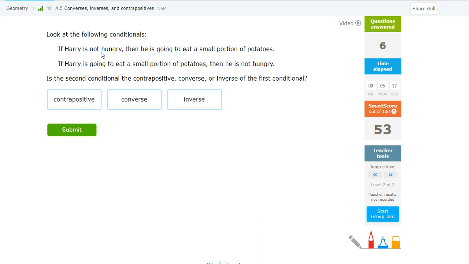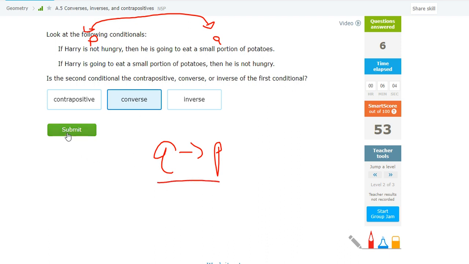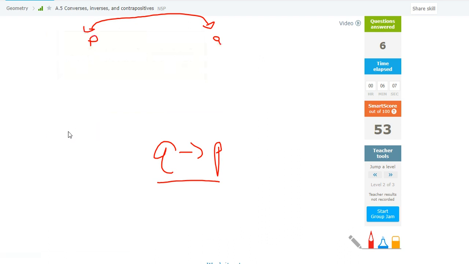Okay? If Harry is not hungry, then he is going to eat a small portion of potatoes. So label, this is P, this is Q. If Harry is going to eat a small portion of potatoes, then he is not hungry. So I can see that it went from if Harry is not hungry to Harry is going to eat a small portion of potatoes. So this is just swapped, right? That means it's if Q, then P, which means it's the converse. This is the converse format. So I'm going to hit submit on that one. Okay.